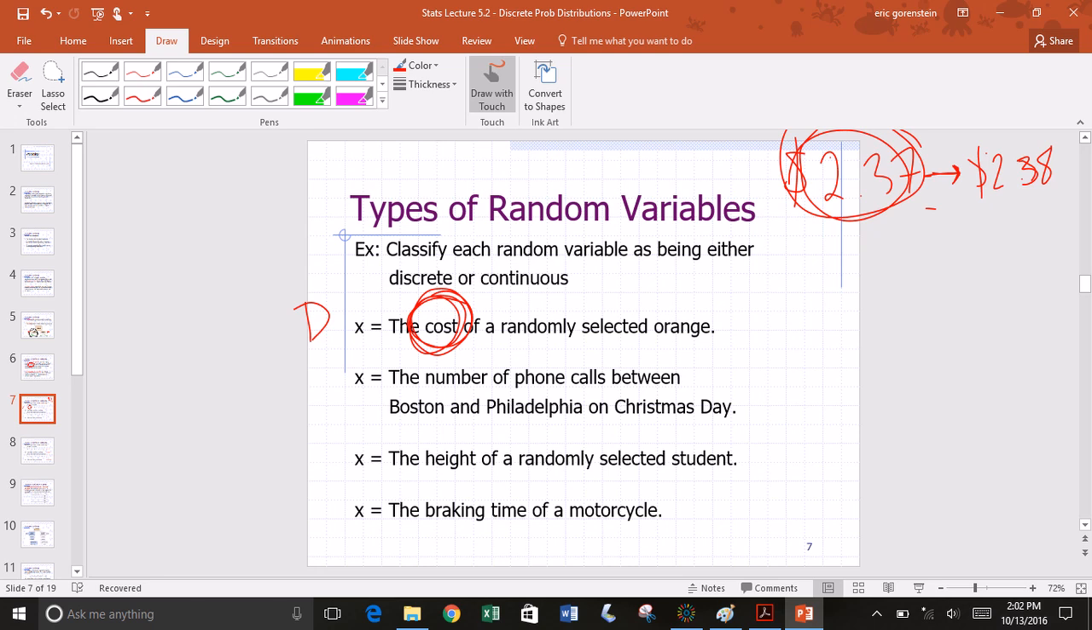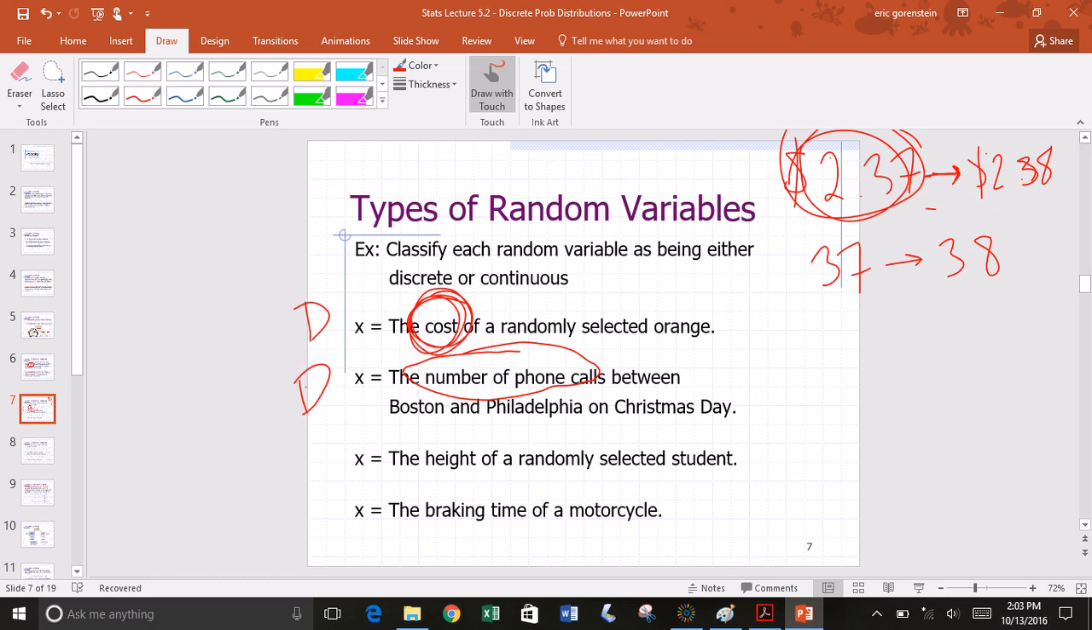Next one, the number of phone calls between Boston and Philadelphia on Christmas Day. Again, number of phone calls. If you pick one value at random, let's say 37 calls, and you ask the question, what is the next possible value after 37? Well, that's well defined. It has to be 38. You can't have 37.2 phone calls. So again, that is a discrete random variable.